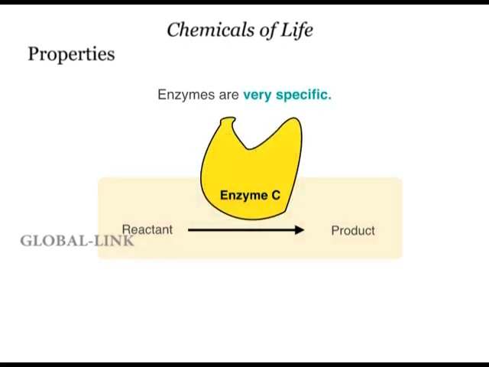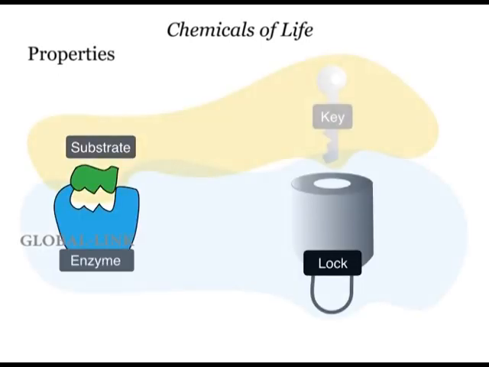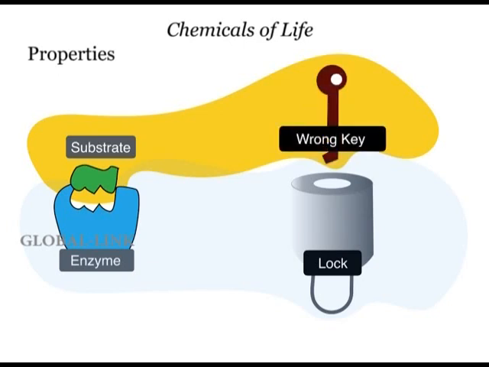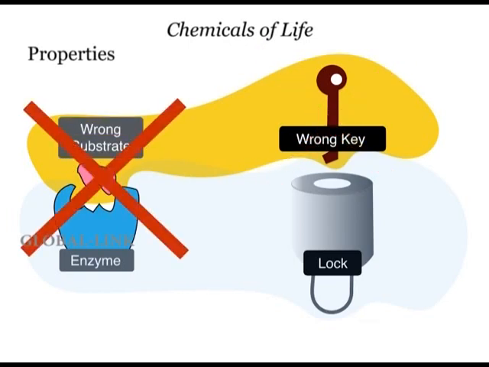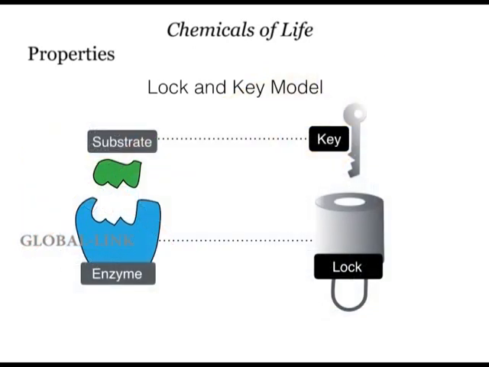The specificity of an enzyme and substrate can be thought of as a key and a lock. The enzyme is the lock, and it will only react with the right substrate or key. Use the wrong key and the lock won't open, and the enzyme won't catalyze the reaction. This is called the lock and key model, and it's the best way to remember the specificity of enzymes to substrates.